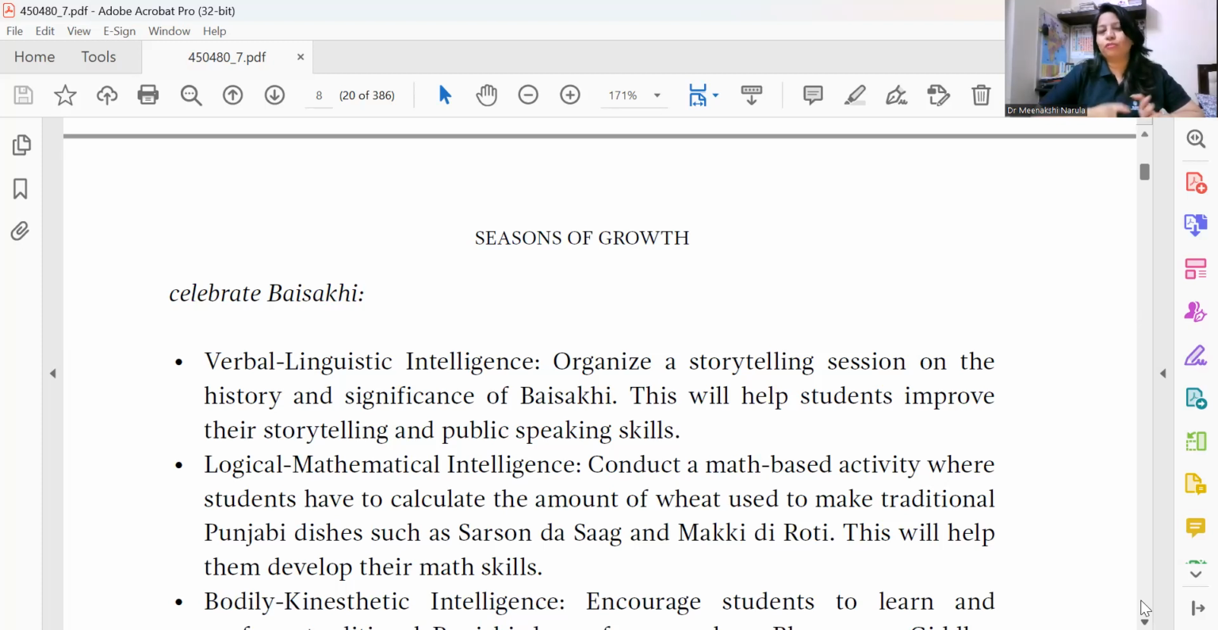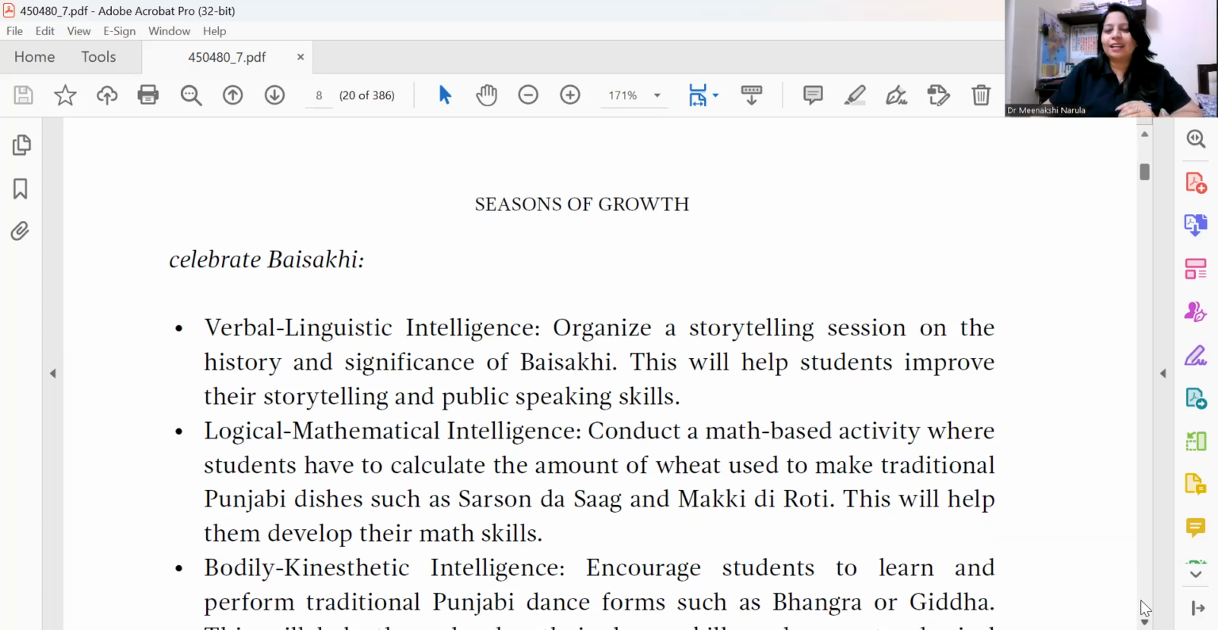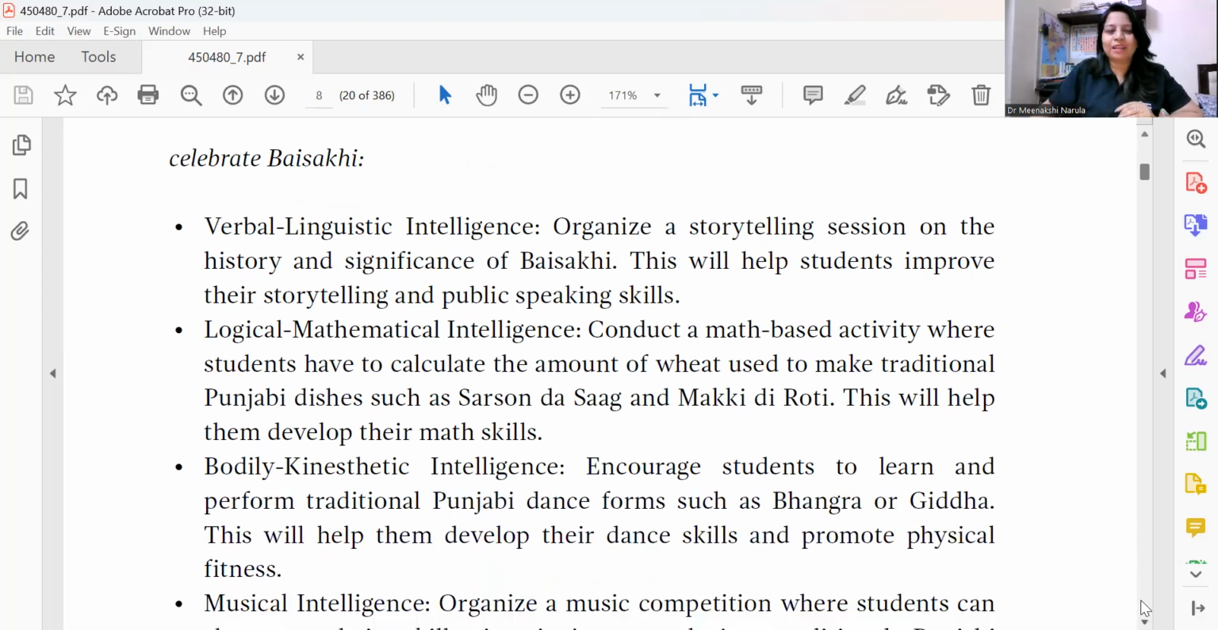What amount of wheat or any other ingredients are required on a particular occasion. Though makki ki roti and sarson ka saag is famous, that's why it has been mentioned, though it is there in the winter season more. But you can conduct such kind of activities. I have just given an example. So what sort of ingredients are required for various Punjabi dishes, right? So you can talk about that. Such kind of math activity can be conducted.